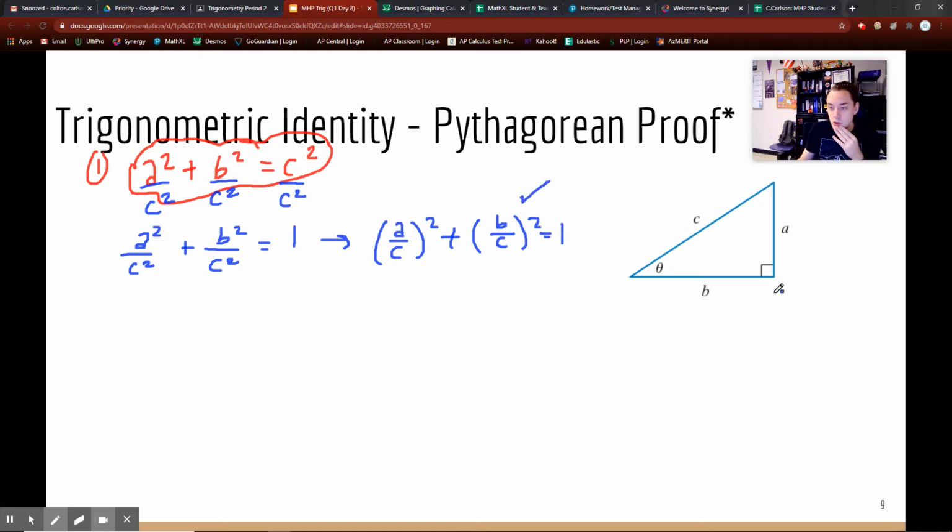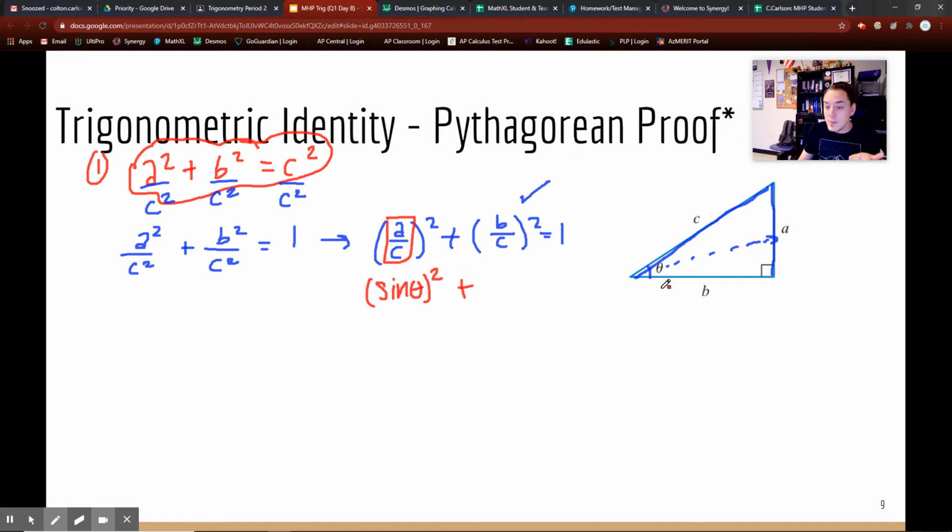Now watch this. I have this triangle here, right? Watch. What is the opposite of theta? It's a. What is the hypotenuse of theta? It's c. Opposite over hypotenuse is sine, right? A over c, right? What is this? That is a over c. We just said it was sine, right? So this actually equals sine of theta squared.